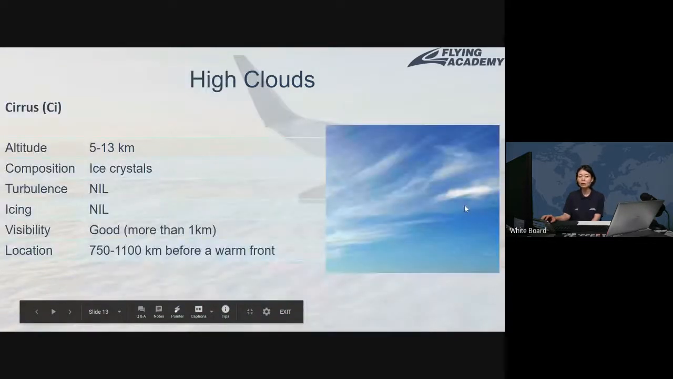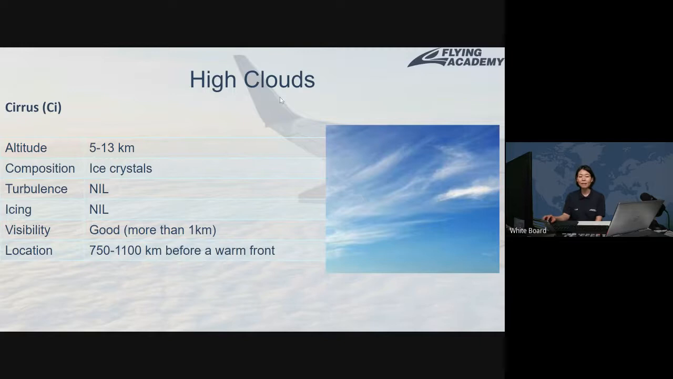Let's quickly go through what kinds of cloud we are going to expect, starting from the high cloud. If it is a high cloud, the altitude is quite high, more than 20,000 feet. Since it's already high, the outside temperature is very low, so it has already become ice crystals. But there is a force to hold it there. Normally it comes with quite nice weather, so there is no turbulence, and not much icing expected. Visibility is quite good, as you can see. That's the cirrus, which is a feather-like cloud.